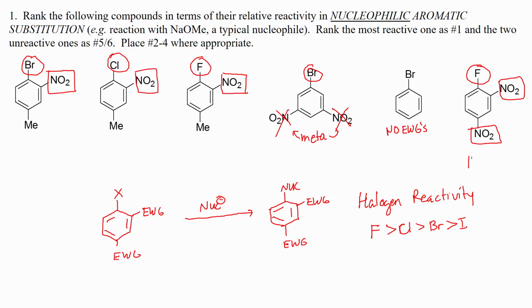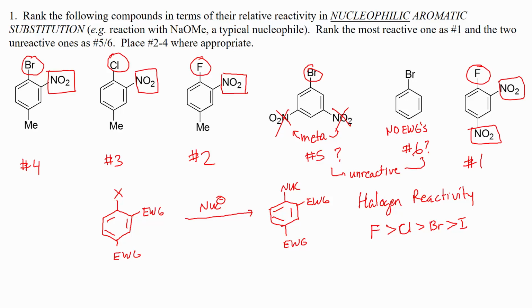Okay, so this is number 1. It's got our best halogen, but more importantly, it has 2 electron withdrawing groups in the ortho and para position. This is number 2. It's got a single electron withdrawing group, and fluoride is the halide. This is number 3, and this is number 4. We'll say this is number 5 and number 6, but that's kind of a dubious distinction here because both of these are probably unreactive in this reaction.